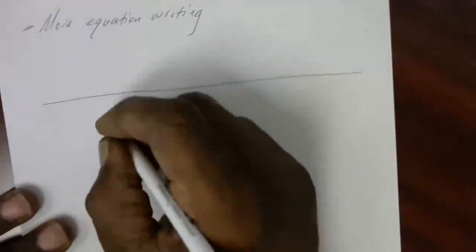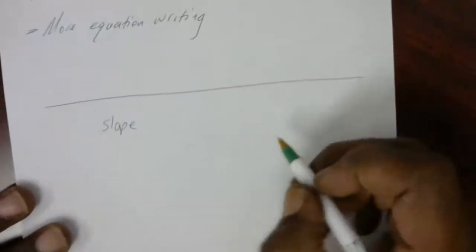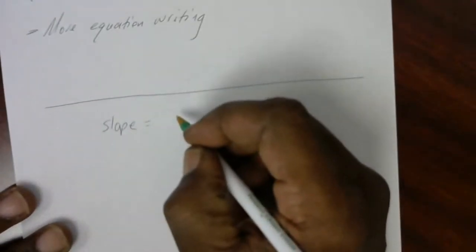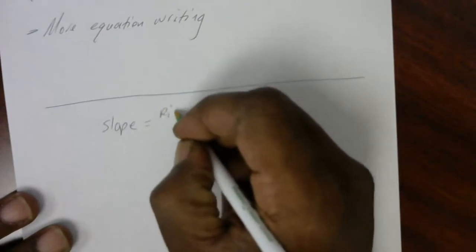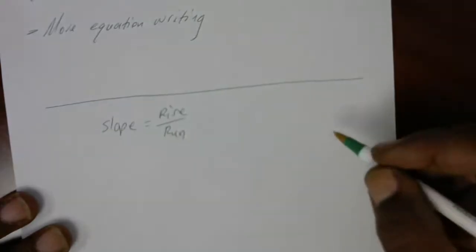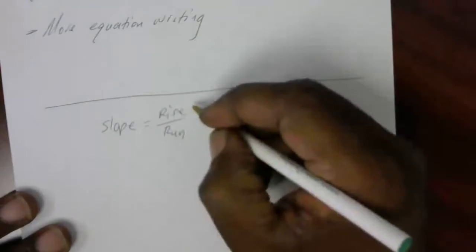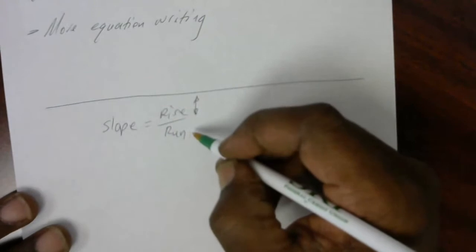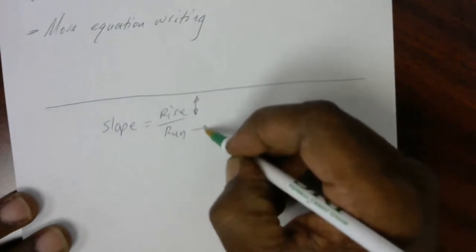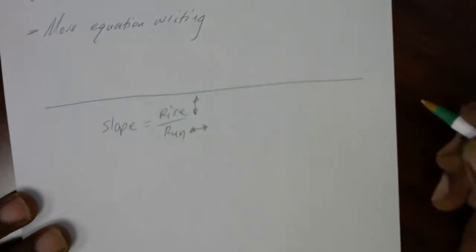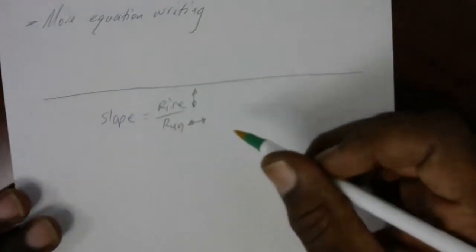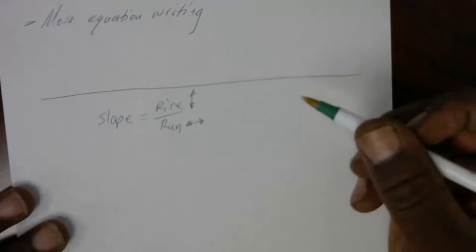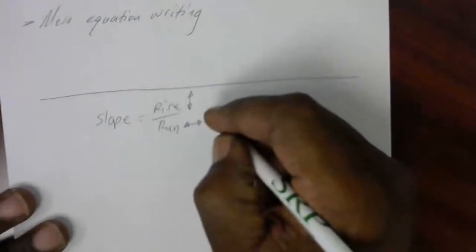As far as equation writing is concerned, we're going to revisit the slope concept. Remember that the slope is the rise over the run. You can physically count the rise, and the rise can go up or down, and you can count your run, which is to the left or to the right. We also talked about the nature of graphs, or the classification of slopes.